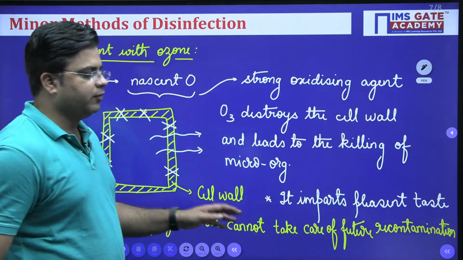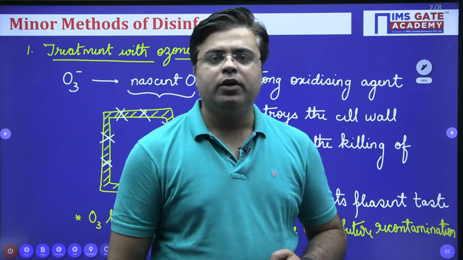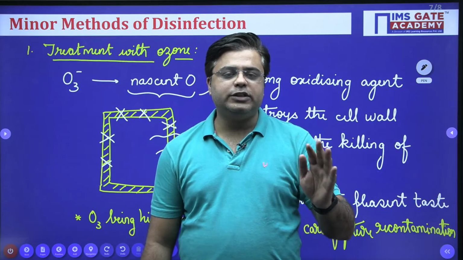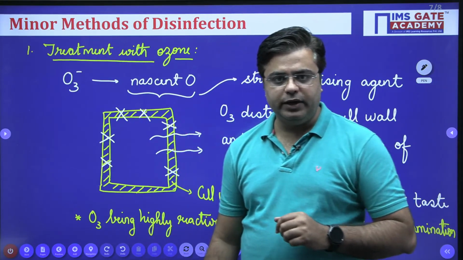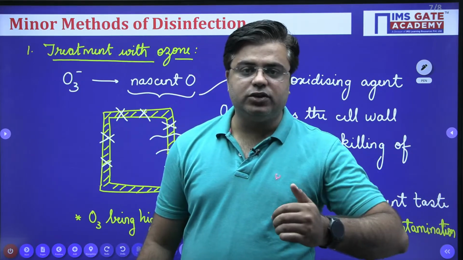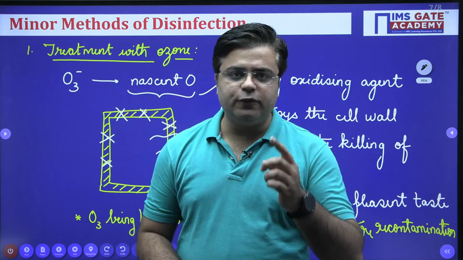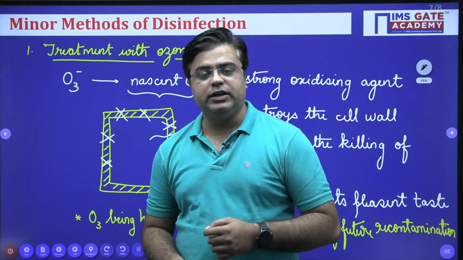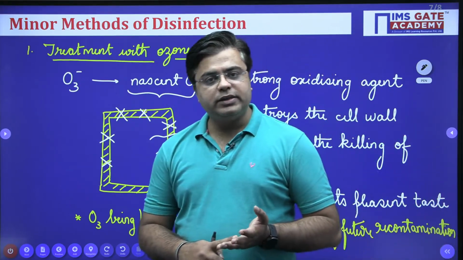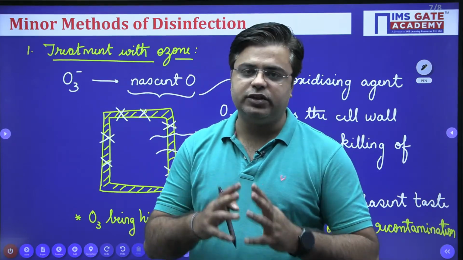So this is the problem with ozone, right? Ozone treatment is very costly. No doubt the efficiency of ozone is less than the efficiency of disinfection by chlorine. The third reason is that ozone gets exhausted and cannot take care of future recontamination. So this is the first method of disinfection, and this is a minor method. This is not used to treat community water. It is only used to treat water for private use or for industrial use, right?